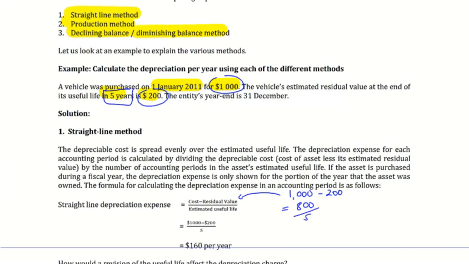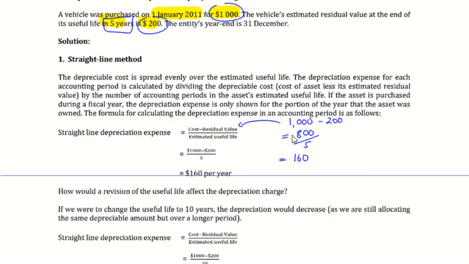Divide that then by 5, and I will depreciate the asset by $160 per year, and I will do that for 5 years. At the end of its useful life, the asset will have been depreciated by $800 across the 5-year period, and it will have a value at the end of its 5 years equal to $200, which will be its residual value.